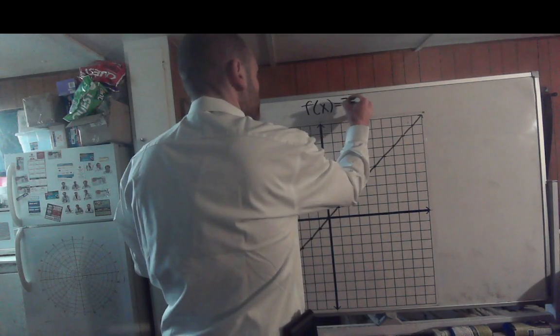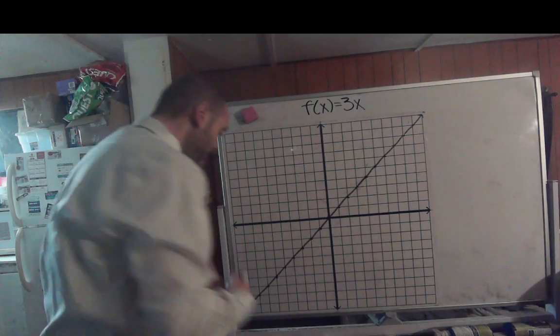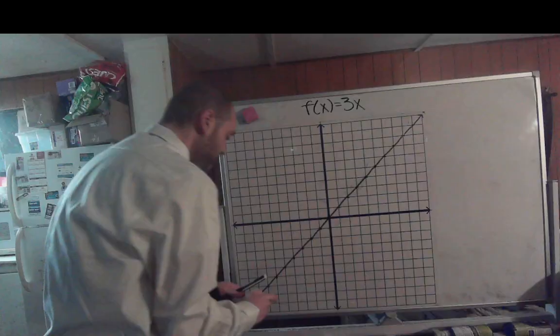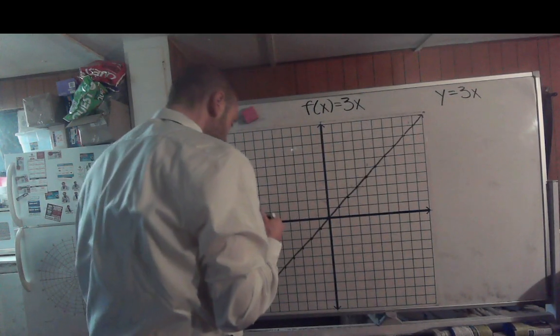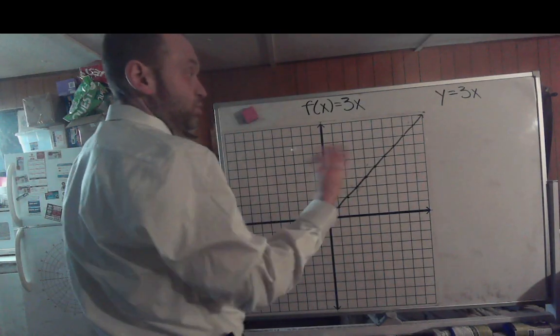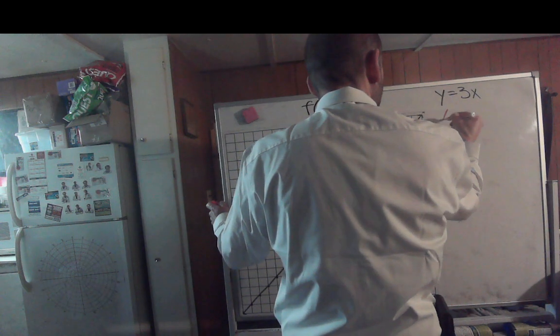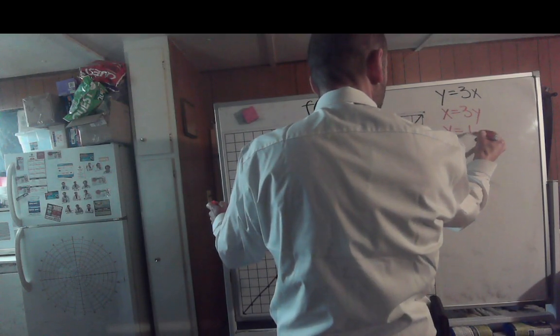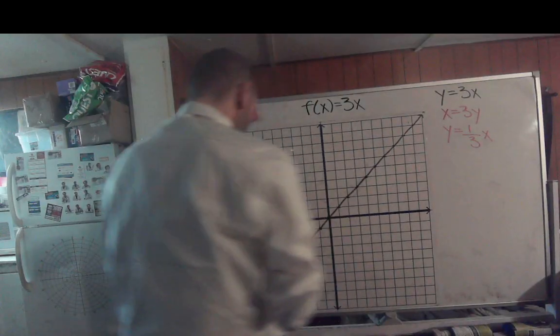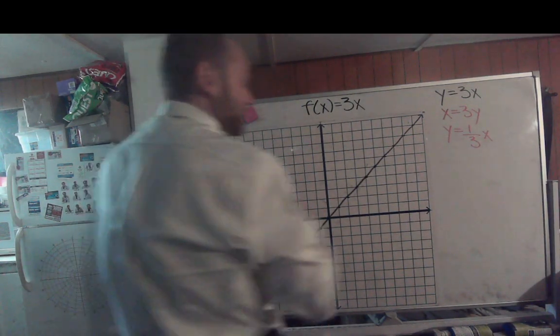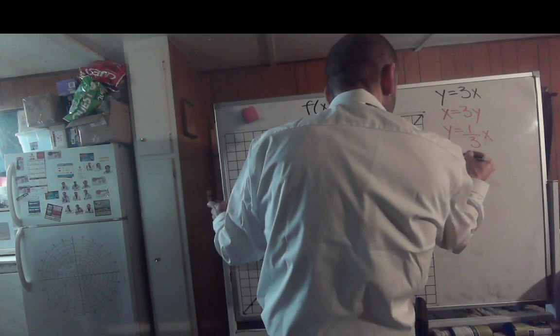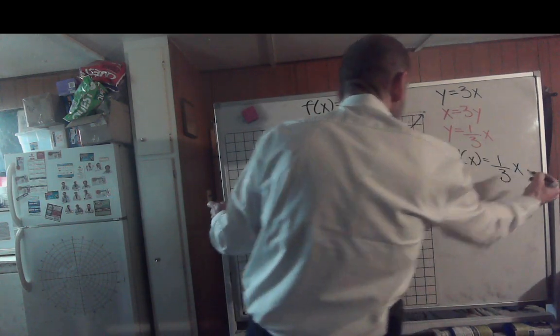F of x equals 3x. Let's find the inverse of that function. Change your f of x into y to start with. You'll get y equals 3x, which then you'll switch places with x and y. You would get that x equals 3y. Just solve for y, you would get y equals 1/3 x, which in the end means that f inverse of x is equal to 1/3 x.